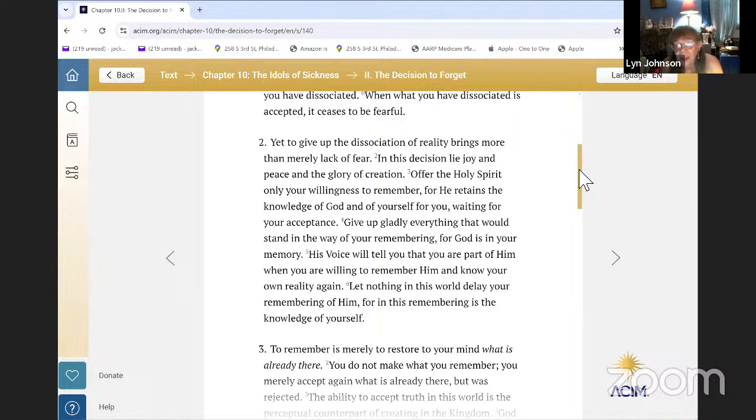Yet to give up the dissociation of reality brings more than merely lack of fear. In this decision lie joy and peace and the glory of creation. Offer the Holy Spirit only your willingness to remember, for he retains the knowledge of God and of yourself for you, waiting for your acceptance. Give up gladly everything that would stand in the way of your remembering, for God is in your memory. His voice will tell you that you are part of him when you are willing to remember him and know your own reality again. Let nothing in this world delay your remembering of him, for in this remembering is the knowledge of yourself. Remember, remember, remember.